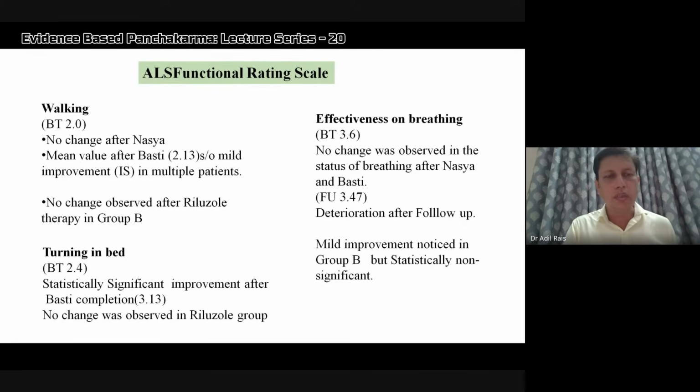Similar was the case with walking. There was change especially after Vasti, the mean value improved, and there was improvement in walking in most of the patients, but this was also not statistically significant. There was almost no change in effectiveness on breathing. Turning in bed was one of the clinical features again which showed statistically significant improvement after Basti completion.